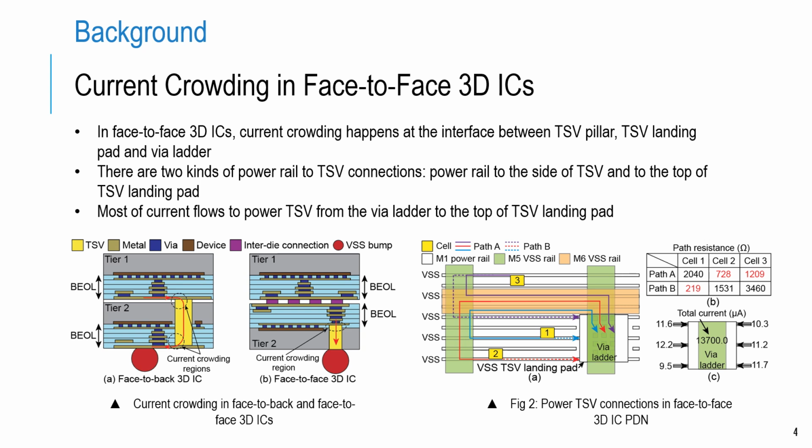We compare the resistance of these two paths across different cells, with experimental results shown in Figure 2b and 2c. The findings indicate that the majority of the current flows through the via ladder. Therefore, this work focuses on the current crowding effect induced by current flowing through the via ladder.